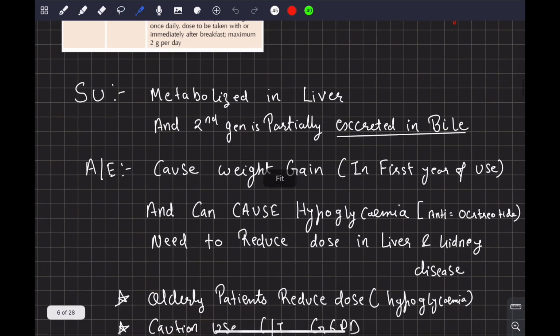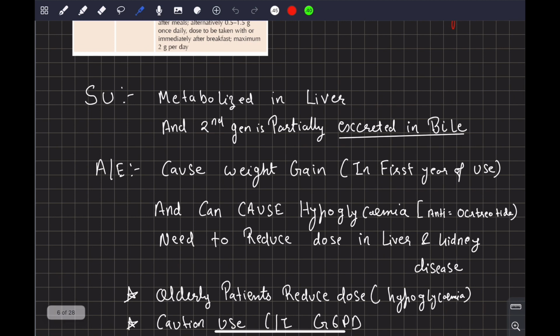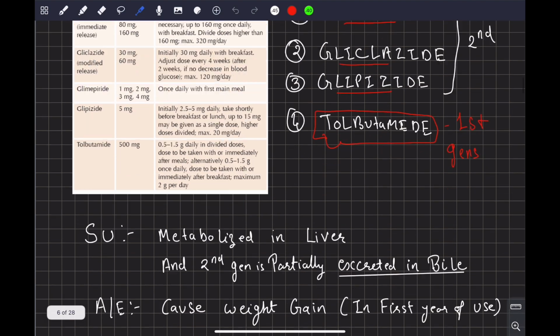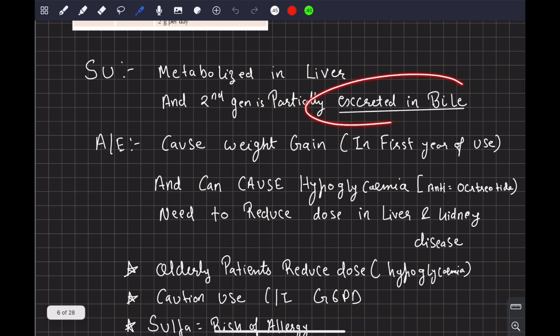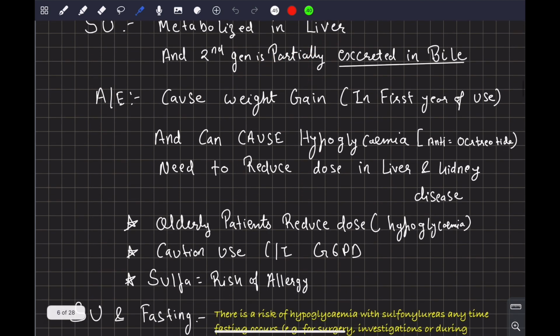Now, coming toward the sulfonylurea, it is metabolized mainly in the liver, and the second generation, which are glipizide and glimepiride, are excreted in bile, so they are relatively safer also. Now, an adverse effect: if they are secreting insulin, insulin can also cause weight gain. So these drugs increase weight in patients.